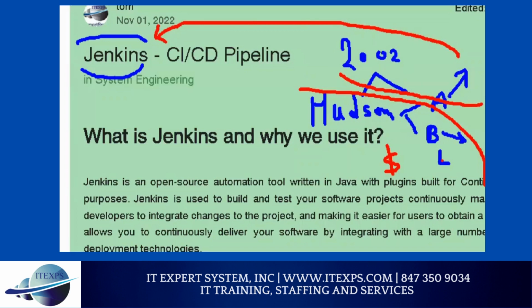Now, long story short, the person who wanted to make money disappeared, but the person who made Hudson open source, Jenkins, has been in the industry for the last 20 plus years. It is one of the most popular software for CI/CD pipeline. So first of all, it is open source. Now you may say, what is CI? So CI stands for continuous integration.